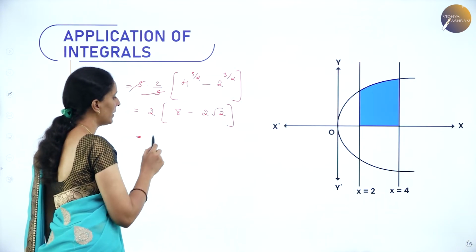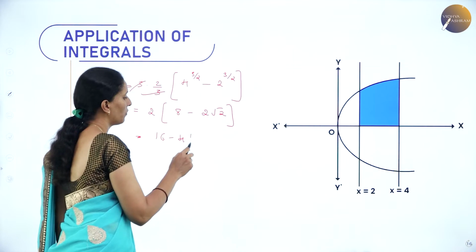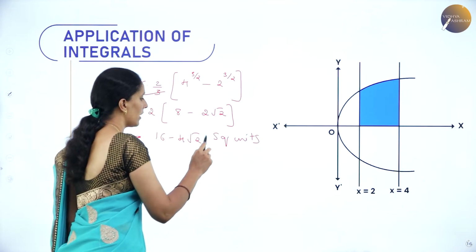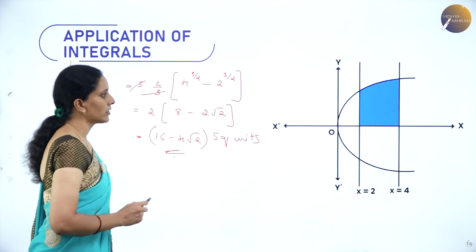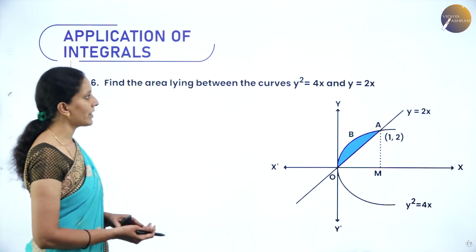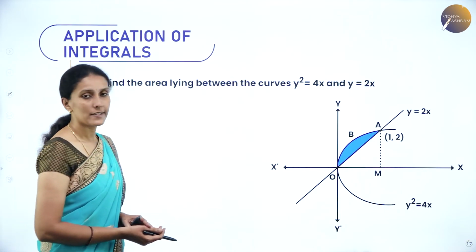So when you multiply it, 16 minus 4 root 2 square units. So this is the area of the required region. Next, find the area lying between the curve y square is equal to 4x and y is equal to 2x.